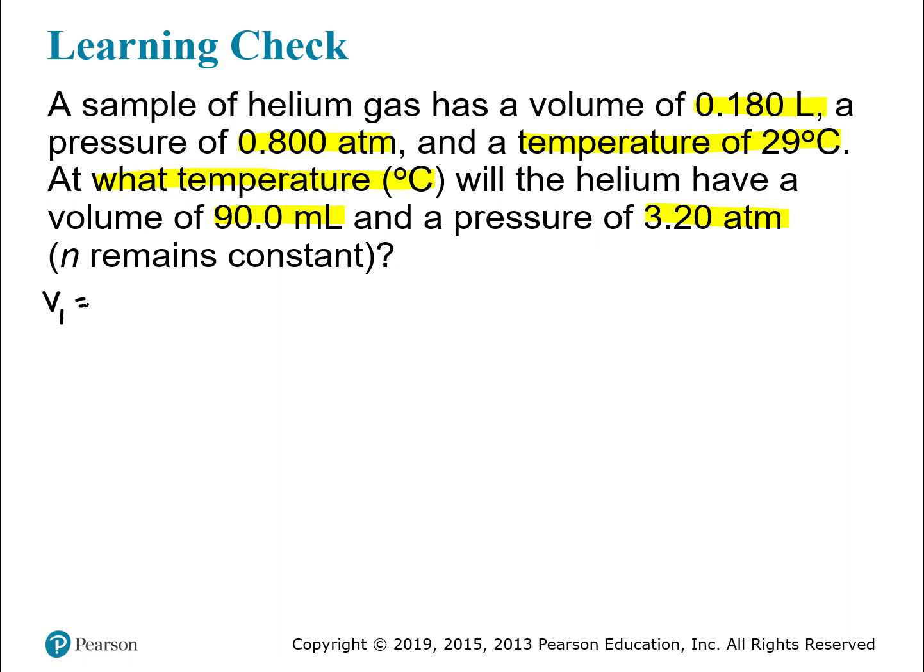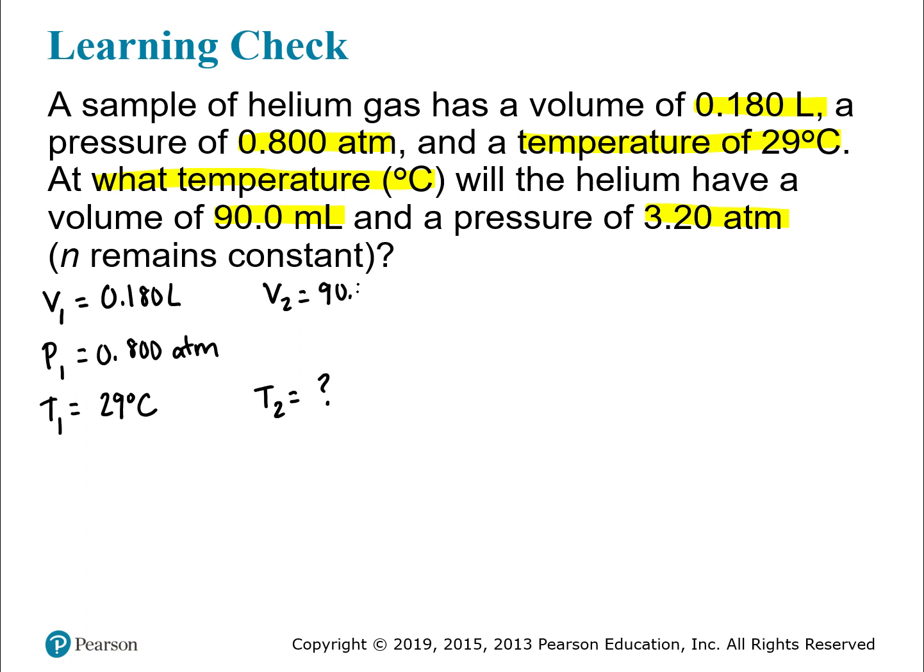The initial conditions of the gas, we have a volume, a pressure, and a temperature. In our final conditions, we're asked what the temperature will be. So we don't know that one yet. But we do know that we're looking for a volume of 90 milliliters and a pressure of 3.2 atmospheres. Oh, 3.2, not 320. That would be a completely different problem.